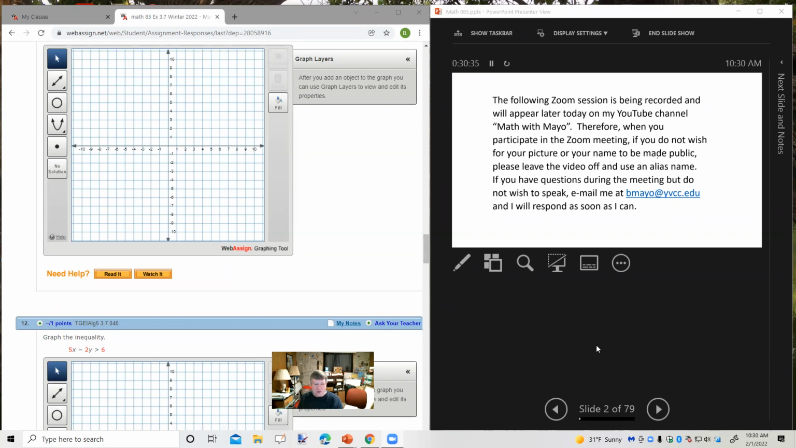Okay, so on your screen, can you see Webassign on the left side of the screen? Yes. Okay, great. Just want to make sure I push the right buttons.